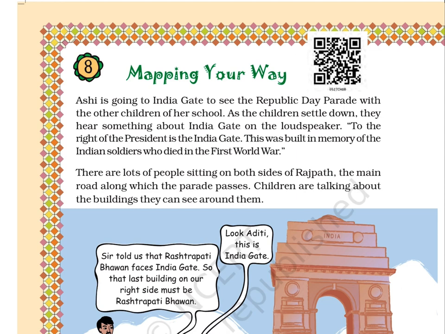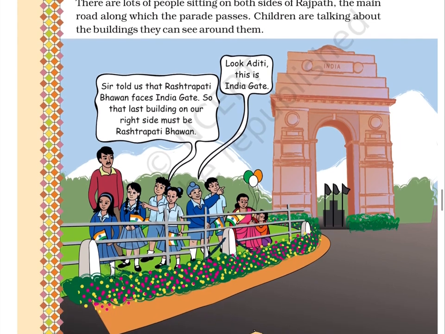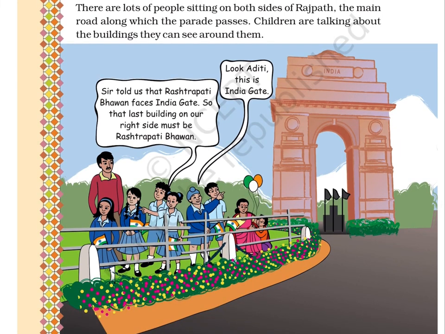There are lots of people sitting on both sides of Rajpath, the main road along which the parade passes. Children are talking about the buildings they can see around them. Below the text on the page, we see a picture of Ashi and the other children of her school who have gone to see the Republic Day parade to India Gate.